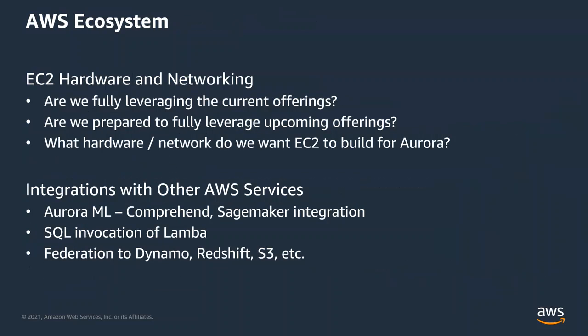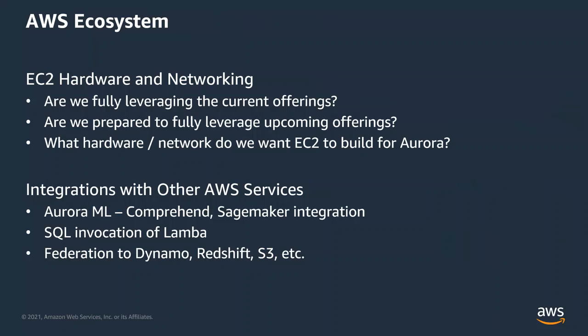Next slide. And I'll try to wrap up here. I think it's probably the last slide. Then there's other really cool things that we have because we're in AWS. So we can work and partner with the EC2 hardware networking teams. So we always want to ask ourselves like 3 questions. Are we leveraging what EC2 is putting out? Are we prepared to leverage what's upcoming from EC2 and networking at AWS? And then what can we ask them to build for us? Can we ask them to build custom hardware for Aurora? I mean, we can ask them, but what do we want to ask them to build?